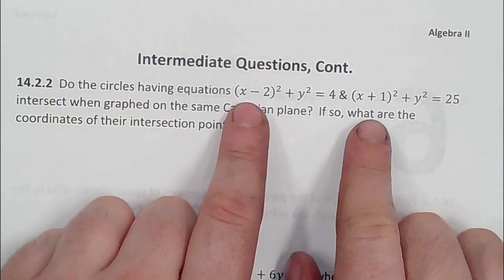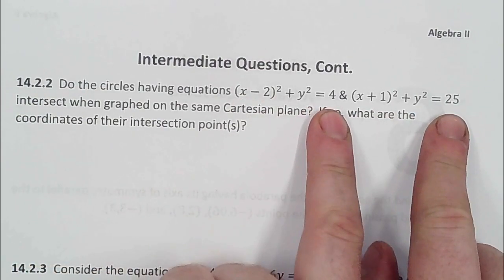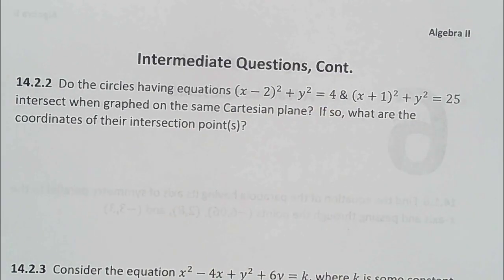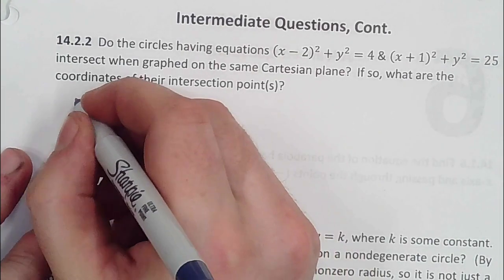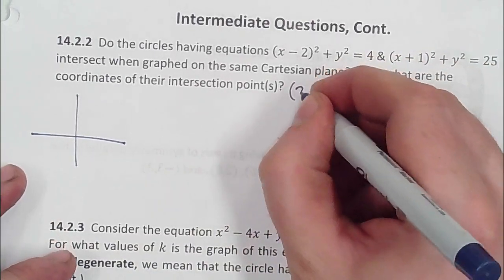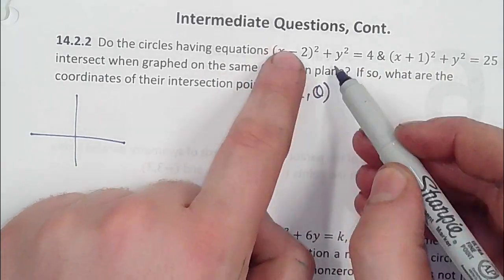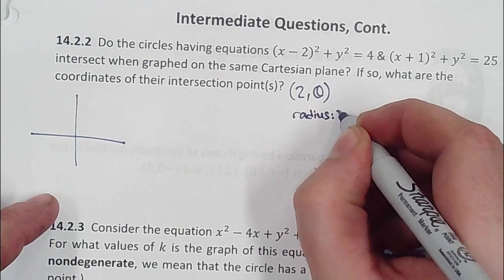Do the circles. Ooh, nice. They've already completed the square. That's good. And we already know our radiuses, 2 and 5, right? Do they intersect when graphed on the same plane? Well, for this problem, there's lots of solutions, but the thing I would do first is I would just graph them really quickly to see what's going on. I know our center is 2, 0, because when we plug in 2 for x and 0 for y, that's what makes this 0. And our radius is 2, the root of 4.